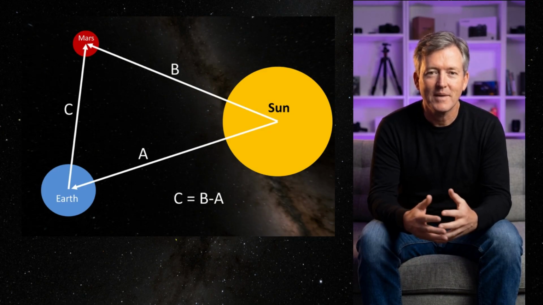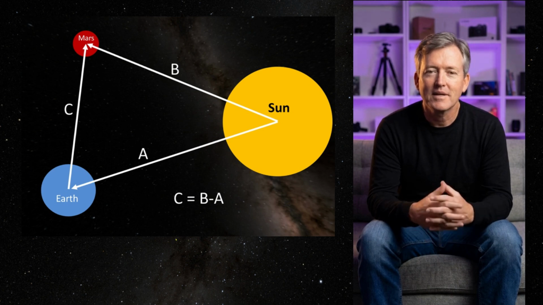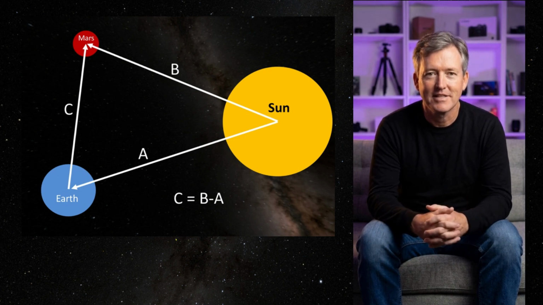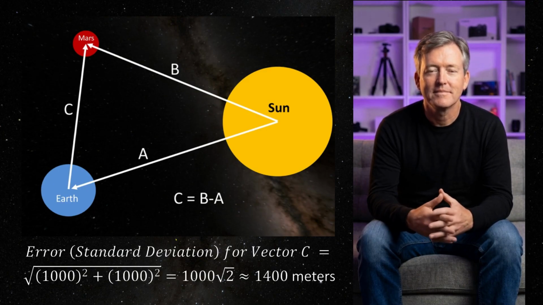I don't know how accurate these published vectors are, but let's assume that we can locate a planet with a standard deviation error equal to 1 kilometer relative to the Sun. Therefore, we can locate Mars relative to Earth with standard deviation error equal to 1,400 meters. This assumes that the errors average to 0 for repeated measurements. I show this calculation in the image I now show.